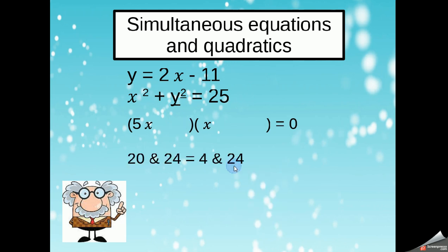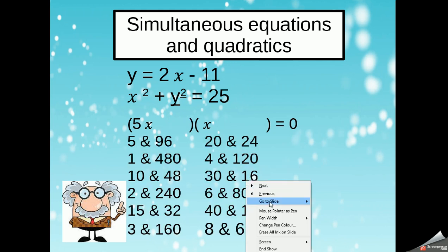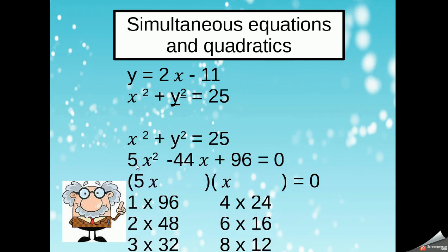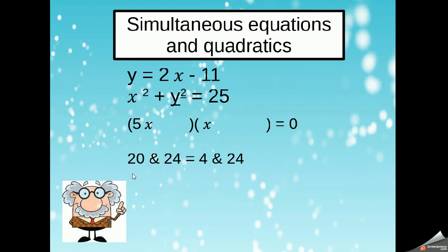If we go back to our original equation, apologies, I didn't write it down. Our equation was 5x squared minus 44x plus 96. So we said that the numbers we found multiplied to give 96, but the numbers added together have to give us minus 44. And if you look at all those combinations, 20 and 24 will give you 44. So 20 and 24 will be the two numbers that we are going to use, because minus 20 and minus 24 will give us minus 44.